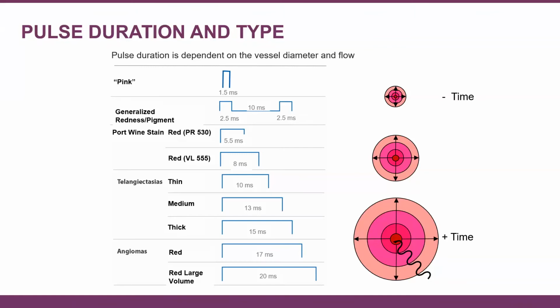And then as we move through the other vascular conditions, so telangiectasia, depending on the size of them, we're going anywhere from 10 up to 15 milliseconds. Angiomas that tend to be a little bit bigger or have a bigger volume of blood within them, we can use 17 or even 20 milliseconds. So you can see, depending on what it is we're treating, we're altering the pulse duration, so the length of time we're delivering the energy, to suit the size of the target we're delivering it to.